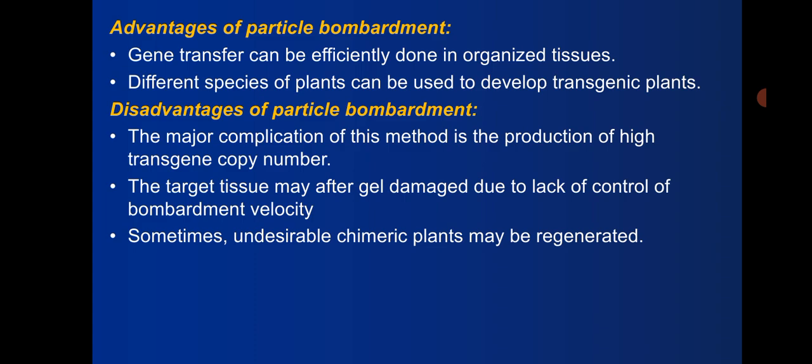It also has some disadvantages. The major complication or major disadvantage of this method is the production of high transgene copy number. As I already said, sometimes the gene which we transfer into the plant cells may incorporate into the genome of the chromosome in more than one place. Repetitions may be there, duplications may be there. So that is one disadvantage.